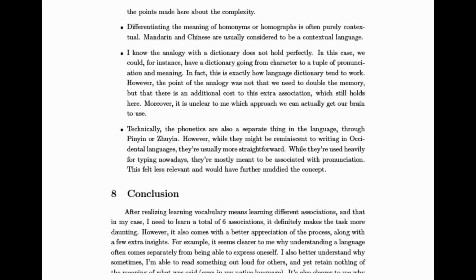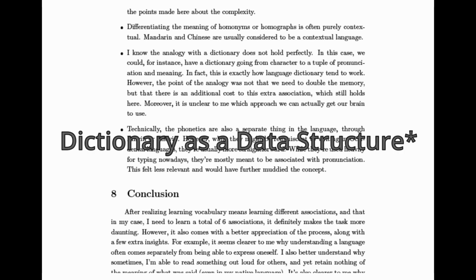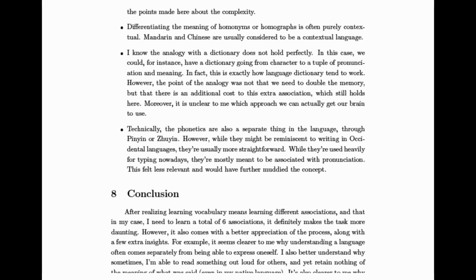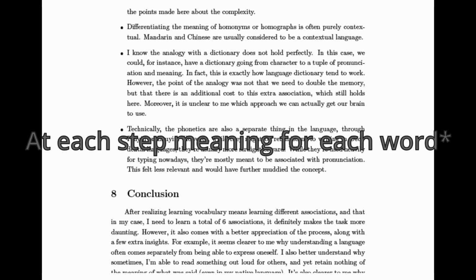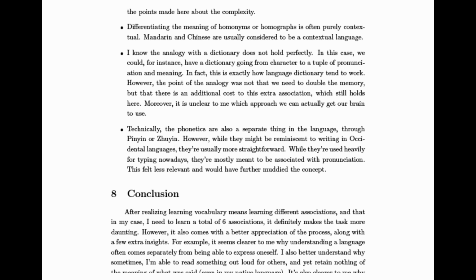Next, differentiating the meaning of homonyms or homographs is often purely contextual. Mandarin and Chinese are usually, after all, considered to be a contextual language. Finally, I know the analogy with a dictionary does not hold perfectly. In this case, we could have gone for a dictionary going from character to tuple of pronunciation and meaning, for example. In fact, that's exactly how language dictionaries tend to work. However, the point of the analogy was not to state that we double the memory at each step, but that there is an additional cost to this extra association, which still holds here. Moreover, it's unclear to me how the brain actually takes this.